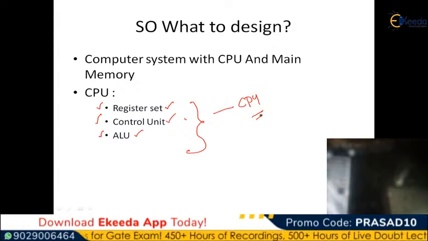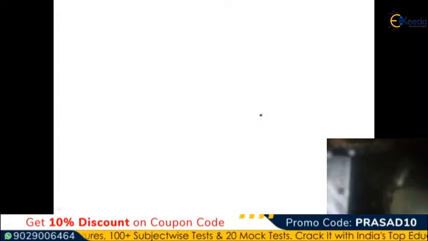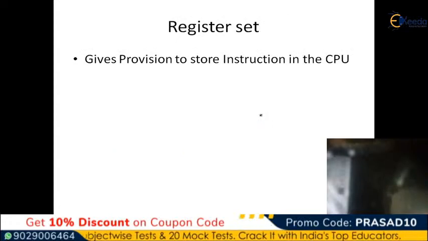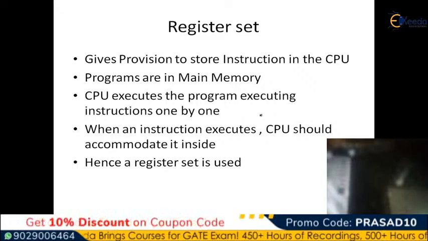The first thing that we're going to design in the CPU is a register set. So we need to understand what is a register set, and what is the purpose of a register set to be designed and maintained within a CPU. Now understand register set. When you talk about a register set, you know that the computer system is going to execute the programs, right? What's a program? A program is just nothing but a set of instructions.